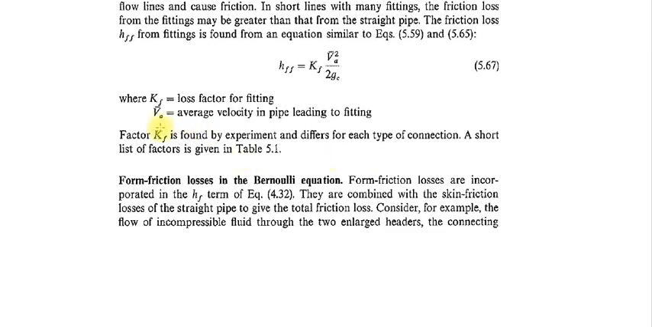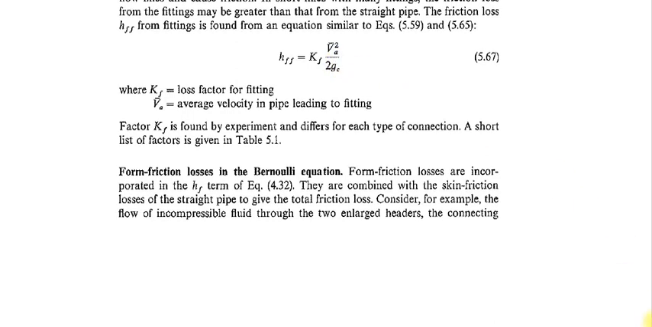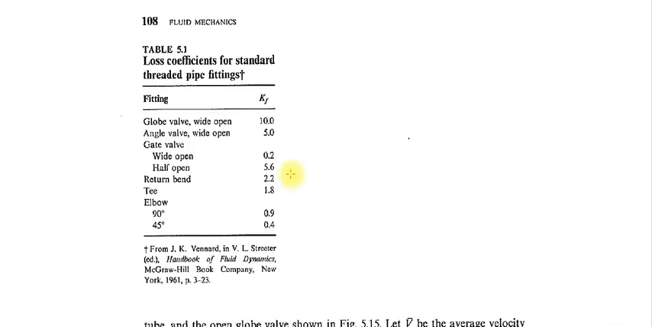One minute. This Va is the average velocity leading to the fitting. Leading to the fitting means upstream. I'm sorry, this is not the downstream, this is for the upstream. So this Va should be the upstream velocity, not the downstream velocity. And here again you have different coefficient values for different types of fittings.